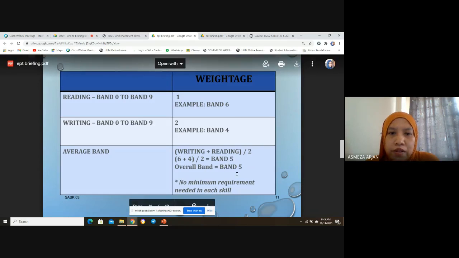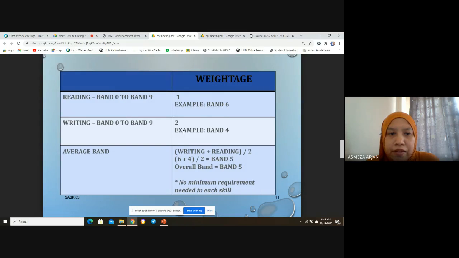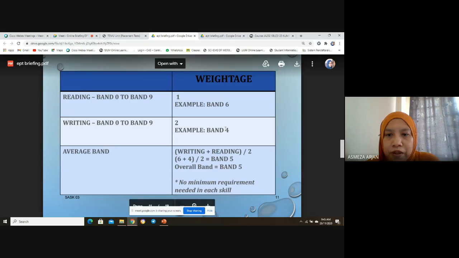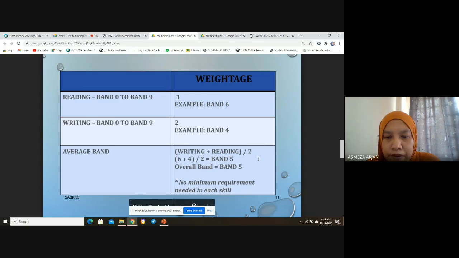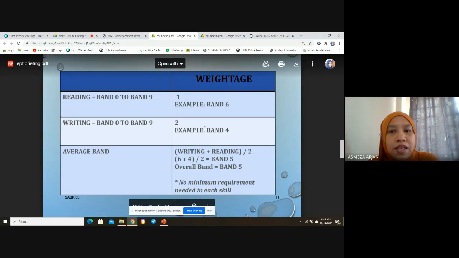If you look here, the writing band is band 4, but the average band is band 5. For undergrad students, you are not going to be put according to your average overall band. You'll be put according to your writing band. So here, you are not going to be put into level 6, you are going to be put into level 5 because your writing is band 4.